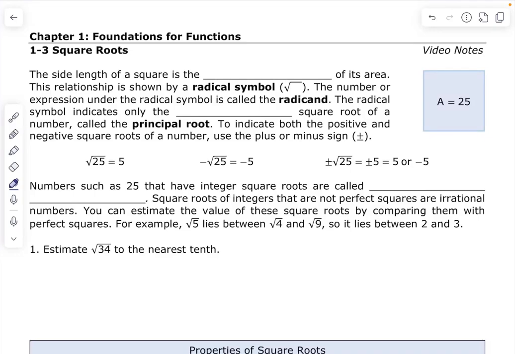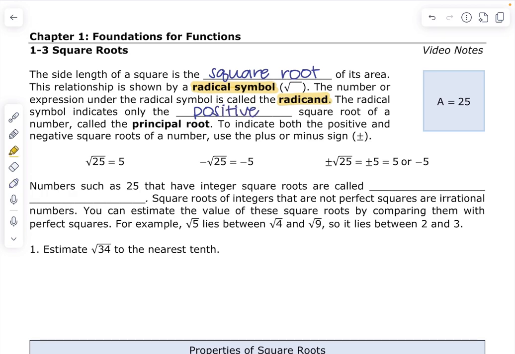The side length of a square is the square root of its area. This relationship is shown by a radical symbol. And the number or expression underneath that radical symbol is called the radicand. So for example, if we're looking down here, we have our radical symbol, and then that 25 would be our radicand.